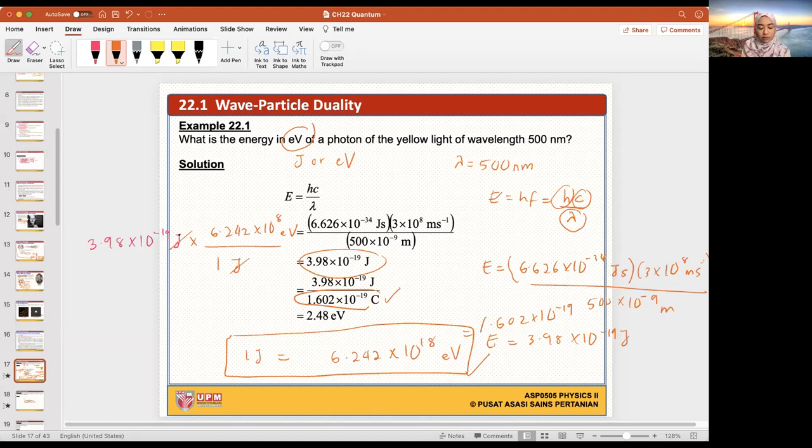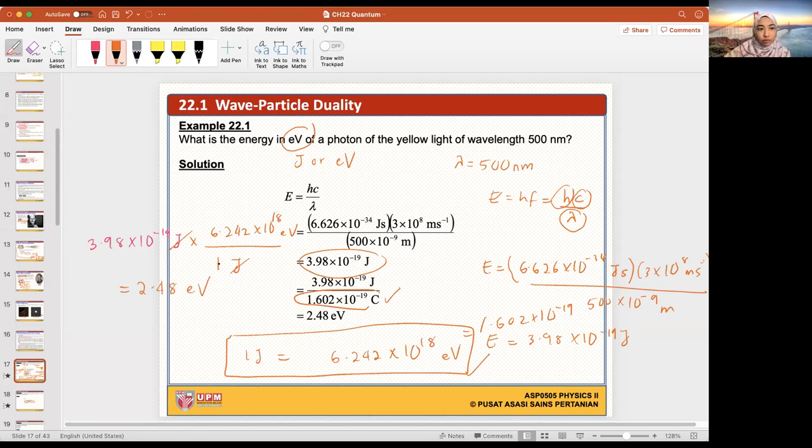Okay, why am I doing this even though it's just dimension analysis? Because I know someone will not be able to do this. Let's do it together. 6.242 times 10 to the 18. It's not 8, 18 eh? Then 10 to the 18. So I got 2.48 EV. So which is the same.